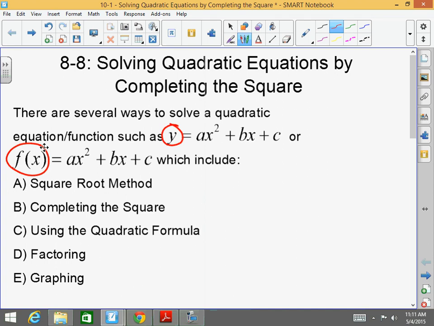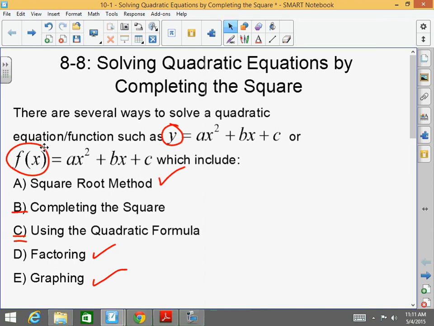Now, how do we solve a quadratic function or equation? Well, very simple. We can use the square root method, which we learned already. We can graph it, which we learned already. We can factor it and then use the zero product property, which we learned already. And what we have left to learn is how to complete the square and how to use what's called the quadratic formula. We will be completing the square today. That is what we're going to be learning today, how to complete the square.